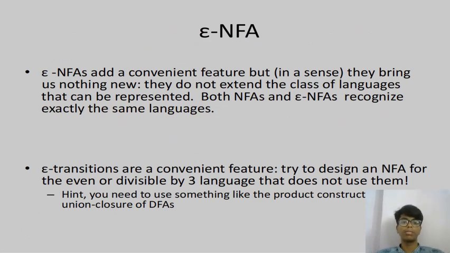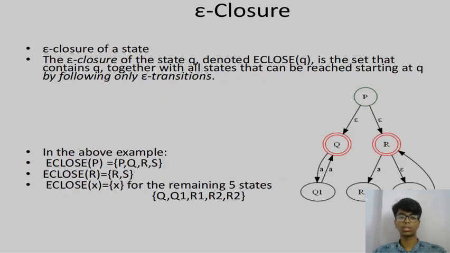So epsilon NFAs add a convenient feature, but in a sense, they bring us nothing new. They do not extend the class of languages that can be represented. Both NFAs and epsilon NFAs recognize exactly the same languages. Epsilon transitions are a convenient feature. Try to design an NFA for the even or divisible by 3 language that does not use them. You need to use something like the product construction or union closure of DFAs.